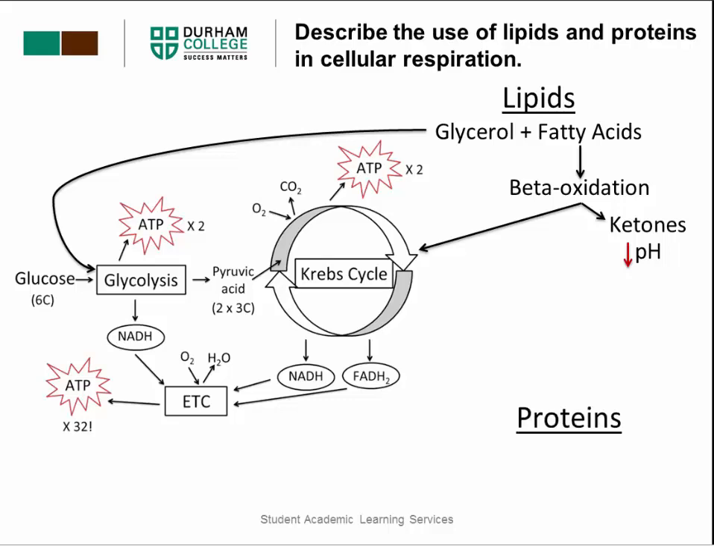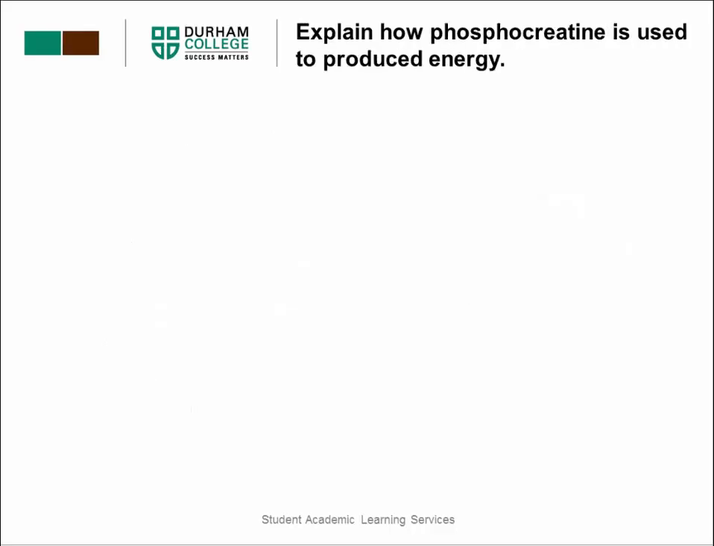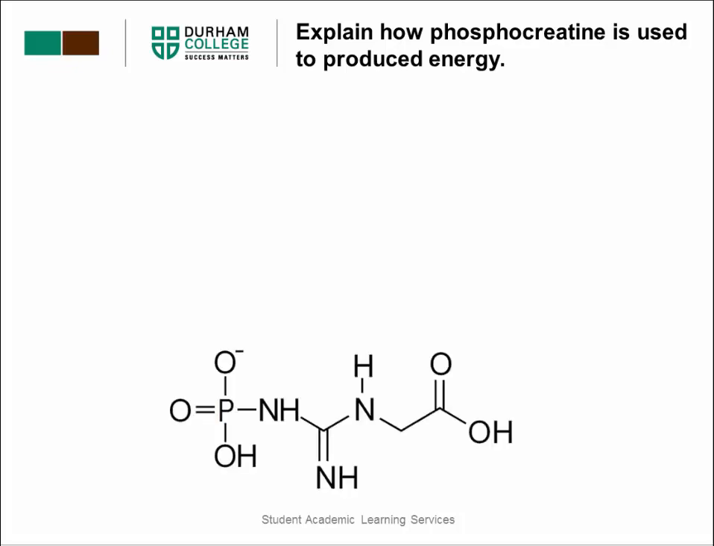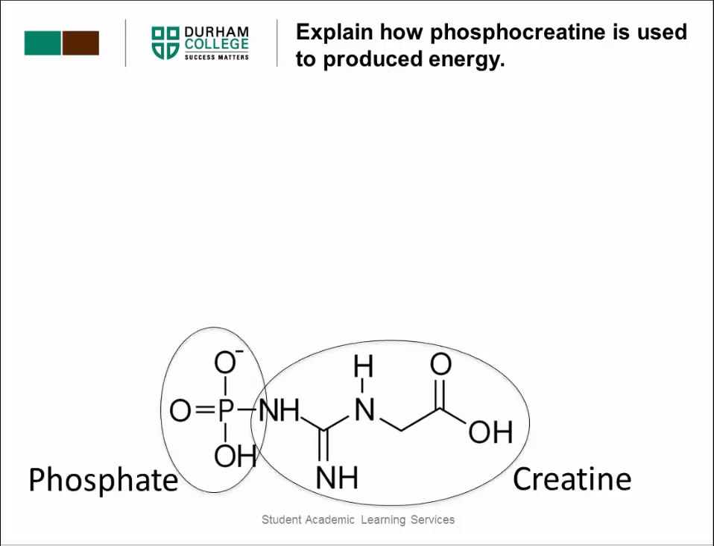Proteins are used as a third option and sort of a last resort by our body in order to produce energy. The proteins undergo a process called deamination, and after being deaminated, those chemicals can enter into various places of the Krebs cycle. One other system that can be used to produce energy is phosphocreatine. Phosphocreatine is specifically used in one type of tissue, muscles. Phosphocreatine is this chemical. It's made up of a phosphate attached to a creatine.